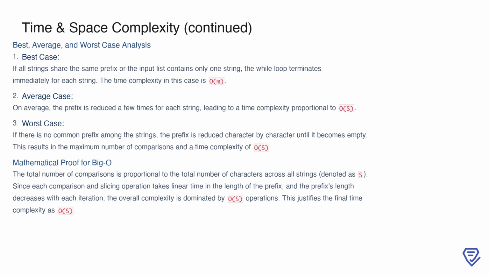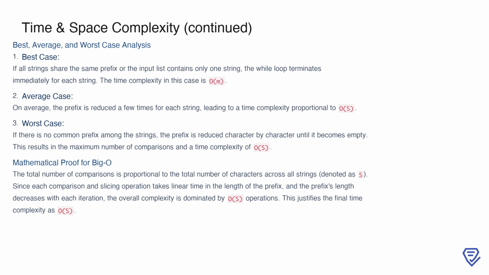Considering the best, average, and worst cases, we can analyze the performance of this solution more clearly. In the best case, all strings share the same prefix, or the input list contains just one string. Here, the while loop terminates immediately for each string, and the time complexity is O(m), where m is the number of strings. In the average case, the prefix is reduced a few times for each string, leading to a time complexity proportional to O(s). Now, in the worst case, there is no common prefix among the strings. In this scenario, the prefix is reduced character by character until it becomes empty, resulting in the maximum number of comparisons and a time complexity of O(s).